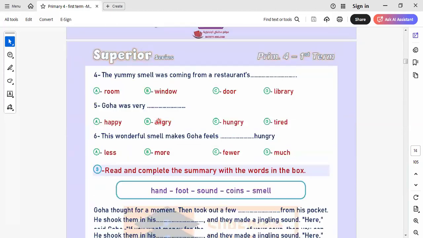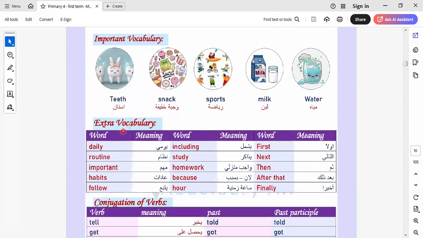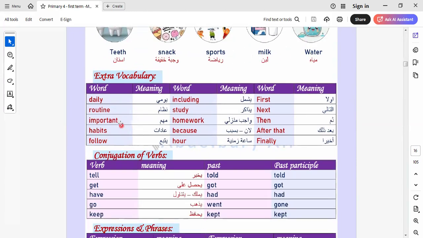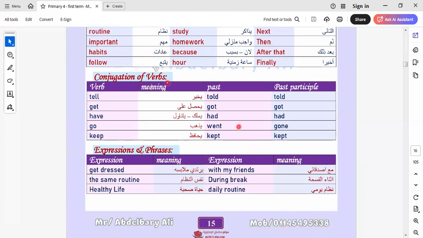Let's go to another item here. Here we have sequence words. We have here tea, snack, sports, milk, and water. Here we have some words. Let's learn them together: daily, routine, important, habits, follow. Here is including, study, homework, because, our. Here is first, next, then, after that, finally. This is the arrangement of things that we do. So we say first, then, next, after that, and finally when we talk about something that I do at the end of anything.